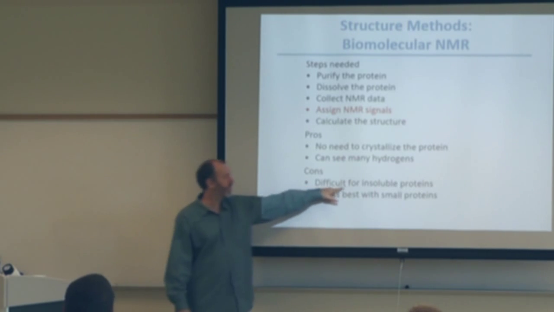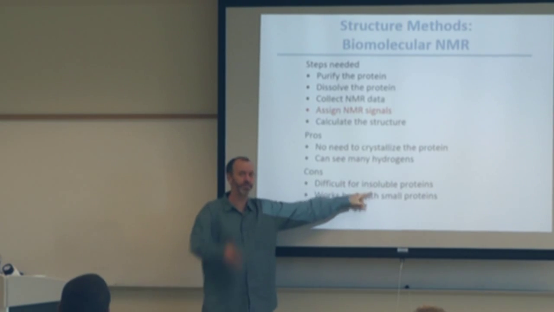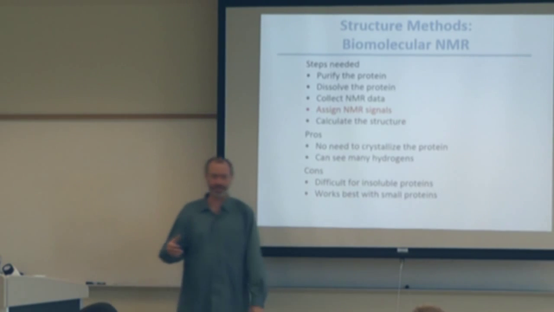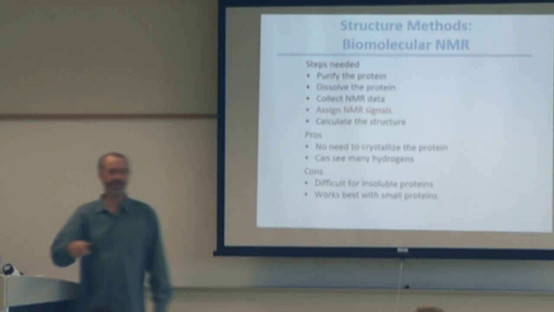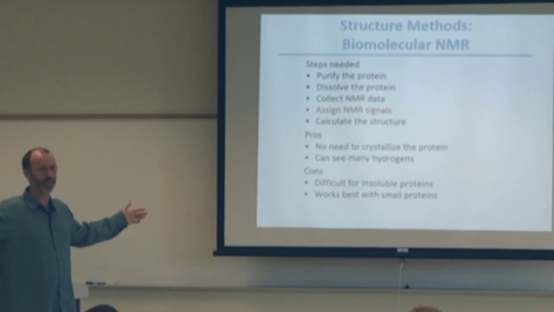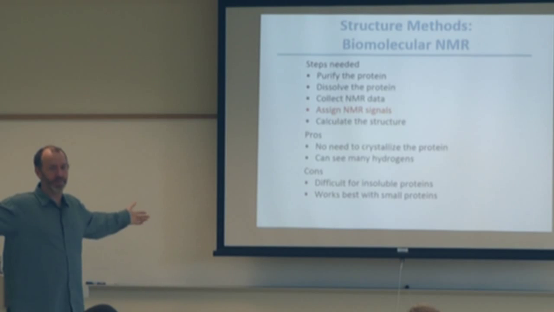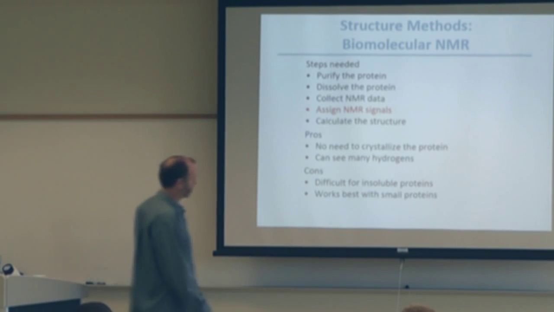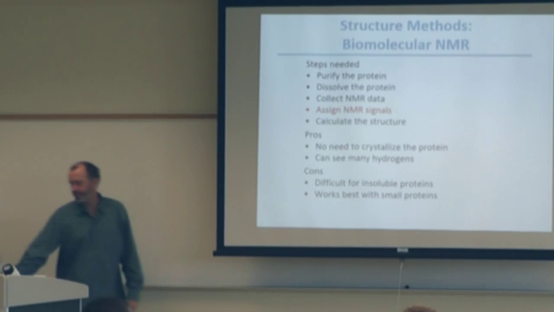The cons: it's difficult for insoluble proteins. I just showed you one method to do the insoluble. And it works best with small proteins, right? Because they need to be able to spin, and larger proteins are going to spin slower. It's the nature of Brownian motion, right? The larger things are going to spin slower, the smaller things will spin faster. So it works better with small proteins.